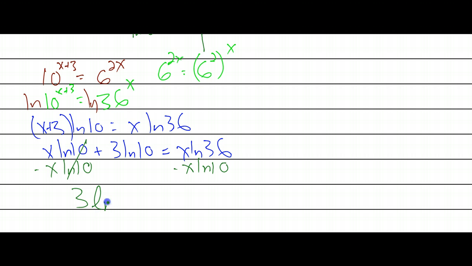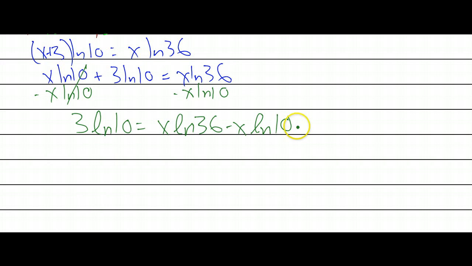So we have 3 natural log of 10 is equal to x natural log of 36 minus x natural log of 10. I'm writing my L's this way now because it's getting a little bit confusing. This looks like 1 and 1, 0. So we're not going to do that. Alright, so next step is we have to factor. So what do this and this have in common? Well, they have an x in common, right? So we write this as this. This is x times natural log of 36 minus natural log of 10.